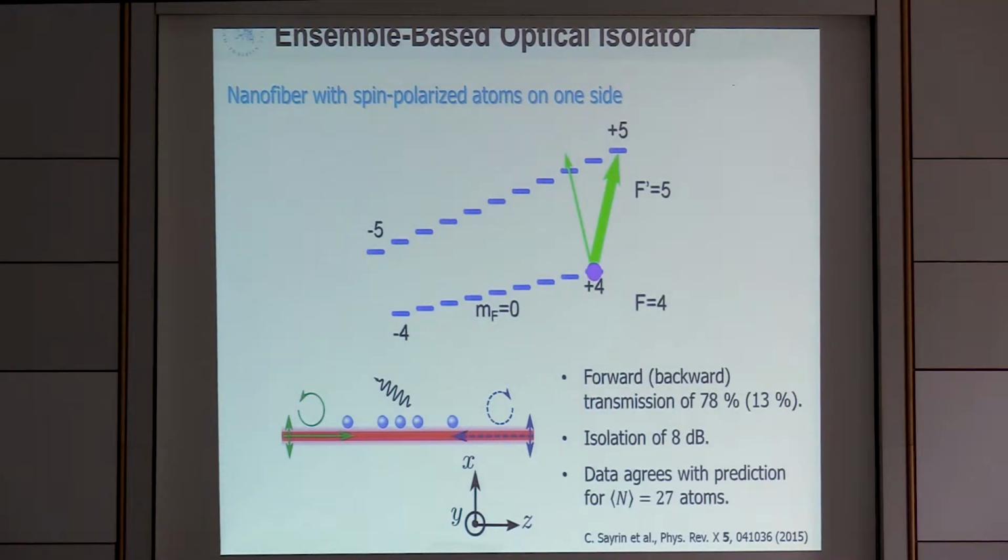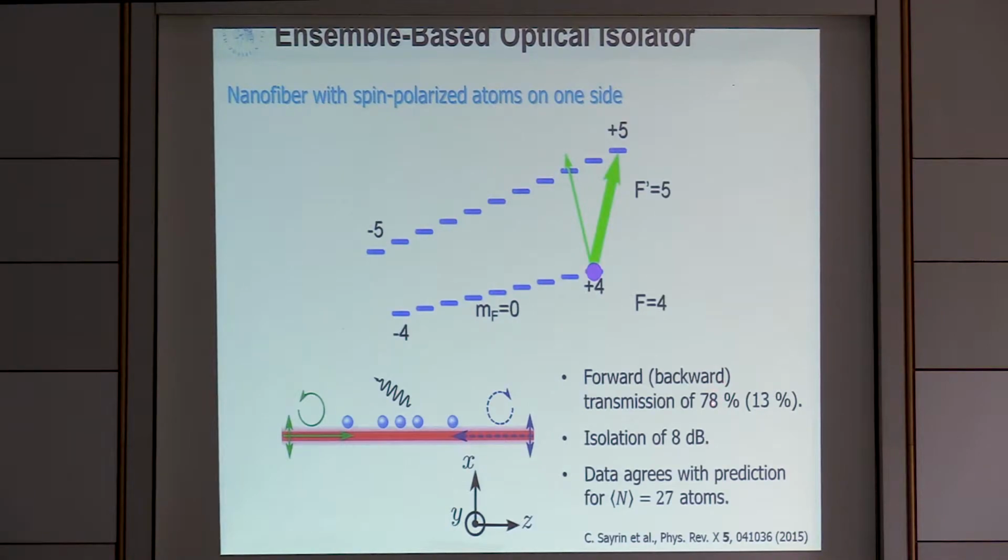And so we did this by applying a magnetic field in this case, and saw indeed a strong asymmetry between the forward and backward transmission. So the isolation was 8 dB, while the forward transmission was still 80%. Now, depending on who you talk to, 80% transmission is, well, not impressive at all, or if you talk to other communities, they will just roll in the dust in front of you.